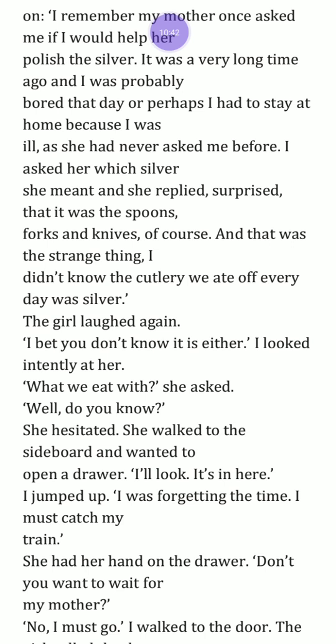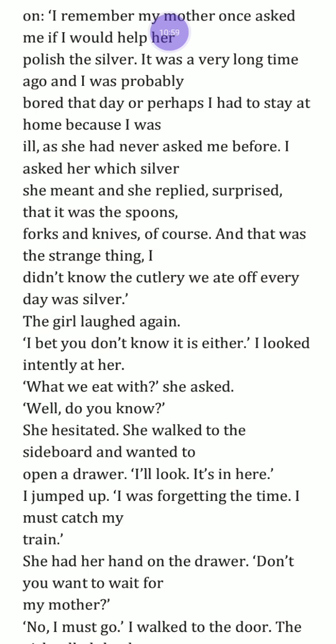As she had never asked me before, I had asked her which silver she meant, and she replied, surprised, that it was the spoons. Now she is coming back once again with Mrs. Dorling's daughter. Forks and knives, of course.